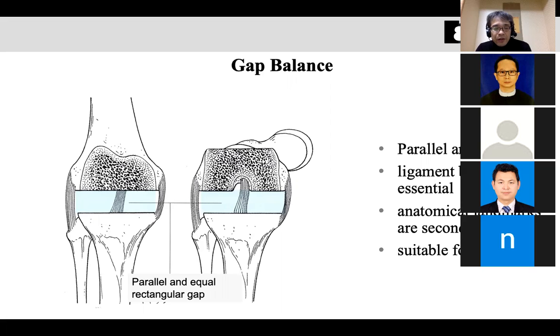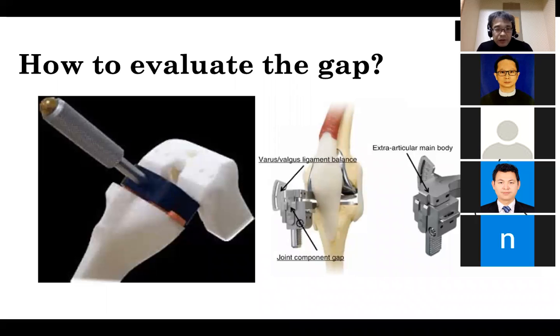So to restore this good balance, we should cut the bone parallel in extension and flexion. So this technique, basically, I'm sorry. Okay, this is the explanation of how to evaluate the gap.